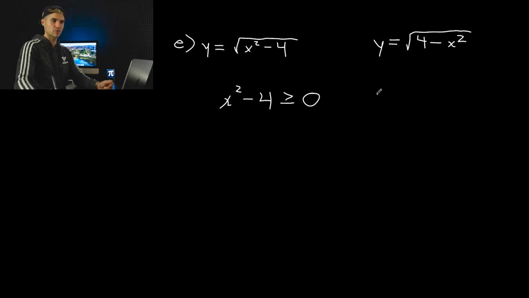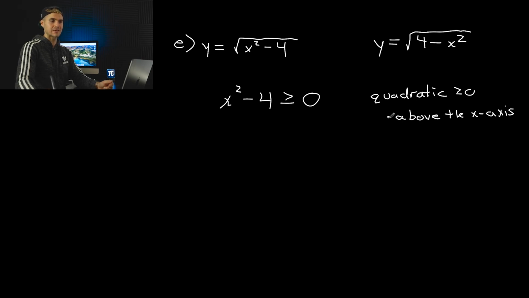And just in general, if you want to write this rule down, whenever you're trying to look for when a quadratic is greater than or equal to 0, you're basically trying to find when is it going to be above the x-axis.